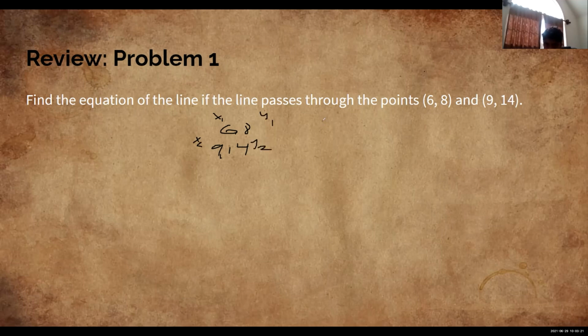Then I find the slope: y1 minus y2 over x1 minus x2. What's y1? 8. What's y2? 14. What's x1? 6. And what's x2? 9. So I get negative 6 over negative 3.